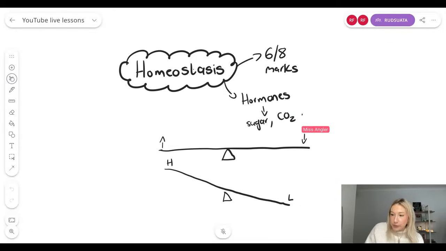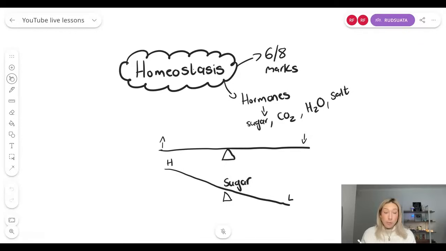What's another one that we do? ADH. Oh, so actually, I'm going to take that back. It's not ADH. I would say that that's water. We regulate water, we regulate salts or ions. And so homeostasis is about keeping these substances level. So if this was the sugar seesaw, for example, right now we have a really high level of sugar, right? It's too high. We need to bring it back down again.